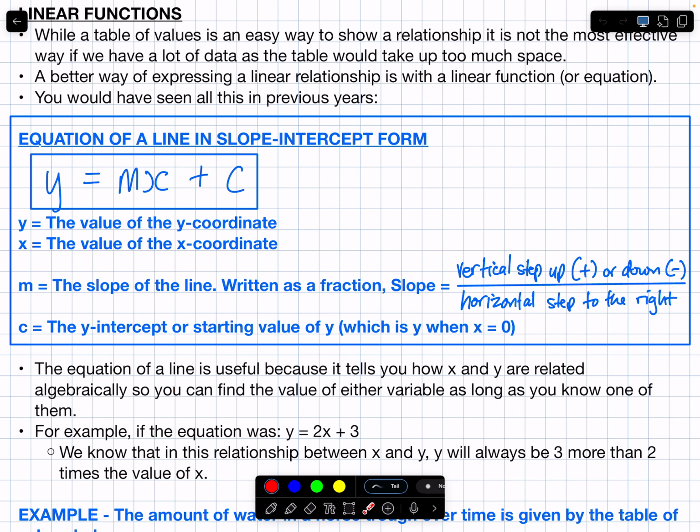So again, equation of a line in slope-intercept form is y is equal to mx plus c. What does y stand for? It's the value of the y coordinate. X is the value of the x coordinate. But this is where I'm going to add my own 2 cents. M is the slope of the line. You should write it as a fraction, because when you write it as a fraction, the top of the fraction tells you the step up or down, and the bottom of the fraction tells you the horizontal step to the right of your linear relationship. And then C is the y-intercept or starting value of y.